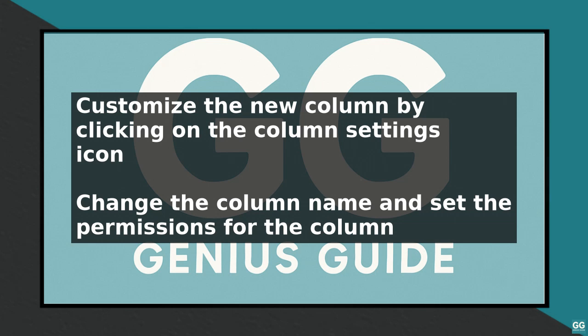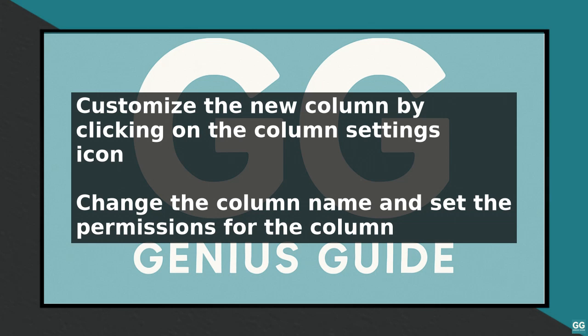Once you have added the new column, you can customize it by clicking on the column settings icon. Here, you can change the column name, add a description, and set the column type. You can also set the permissions for the column, deciding who can view or edit the information.